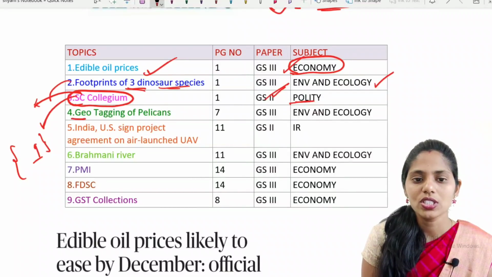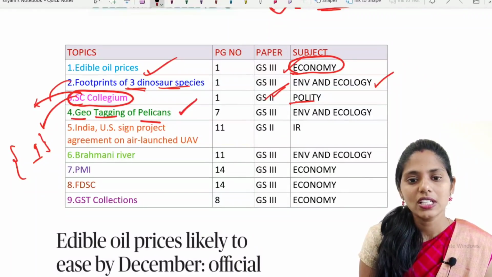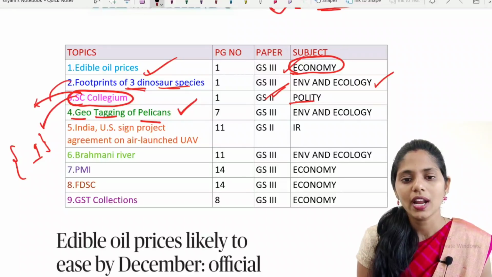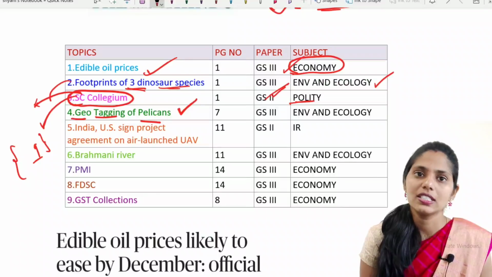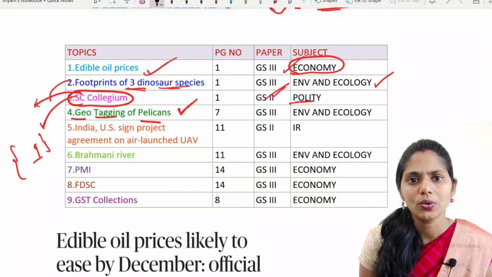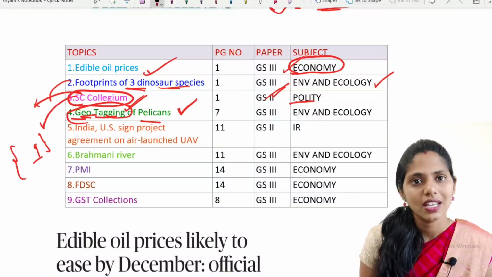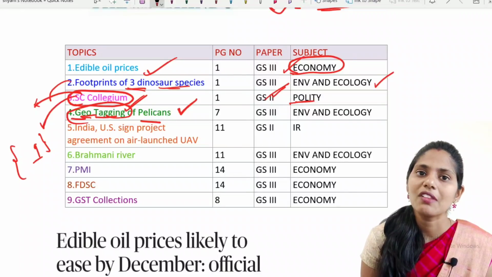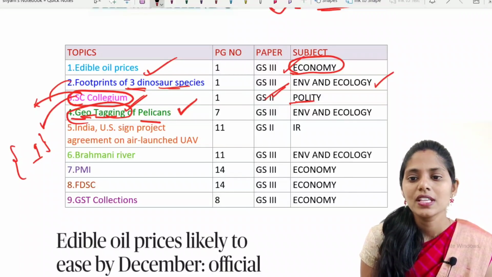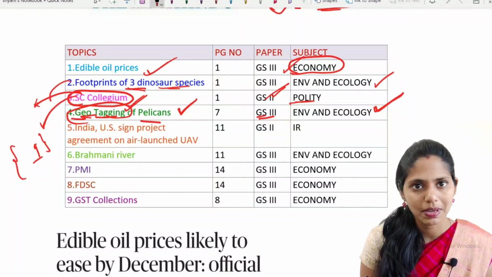And the next one is about geotagging of pelicans. These pelicans are migratory birds, they will come into India, right? They will stay some period in India and later on they will go away. So we don't know where they are going. Because of this, geotagging of these pelicans will be very important, mainly to understand their migratory nature, and as well as that will be helpful for conservation of those birds. So this will be important from environment and ecology which comes under GS paper 3.